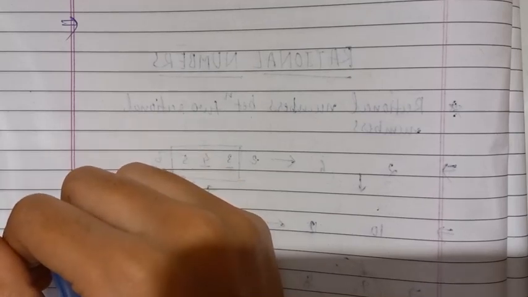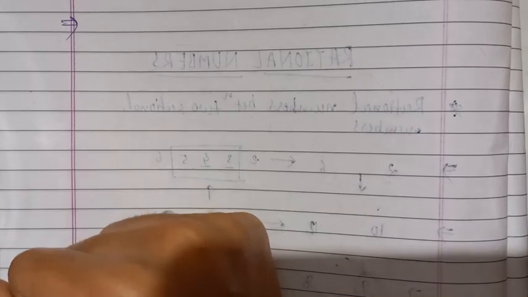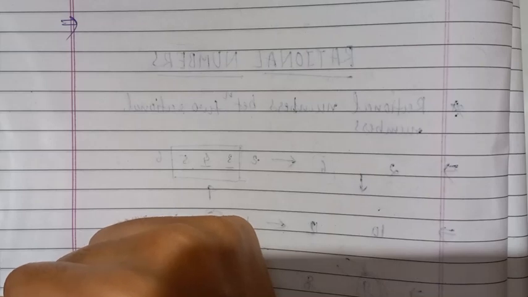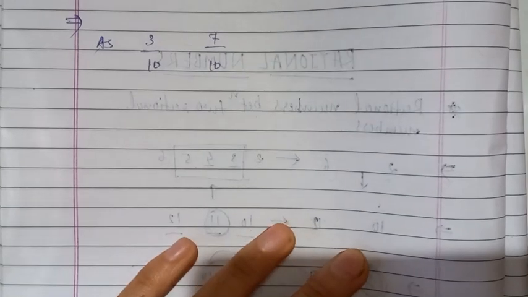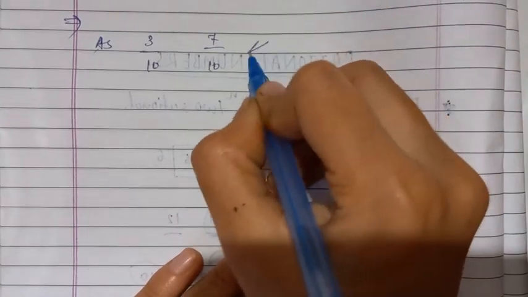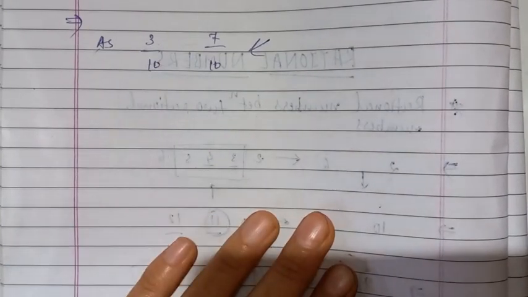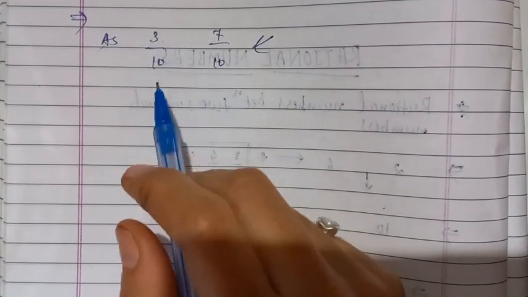we saw that there were a definite number of numbers between any two natural numbers, any two integers, any two whole numbers. But now let's check how many rational numbers are there between any two rational numbers. As an example, let's take 3 by 10 and 7 by 10. Think how many rational numbers are there in between 3 by 10 and 7 by 10. Count how many numbers are there between 3 by 10 and 7 by 10.